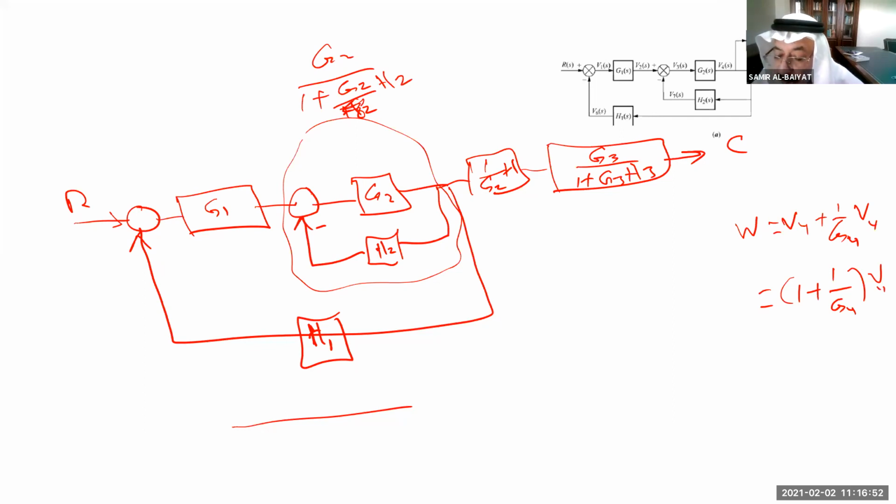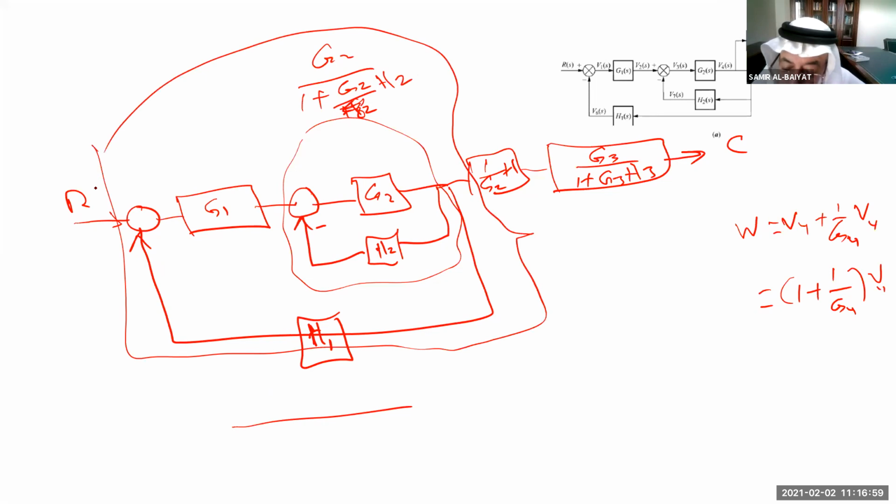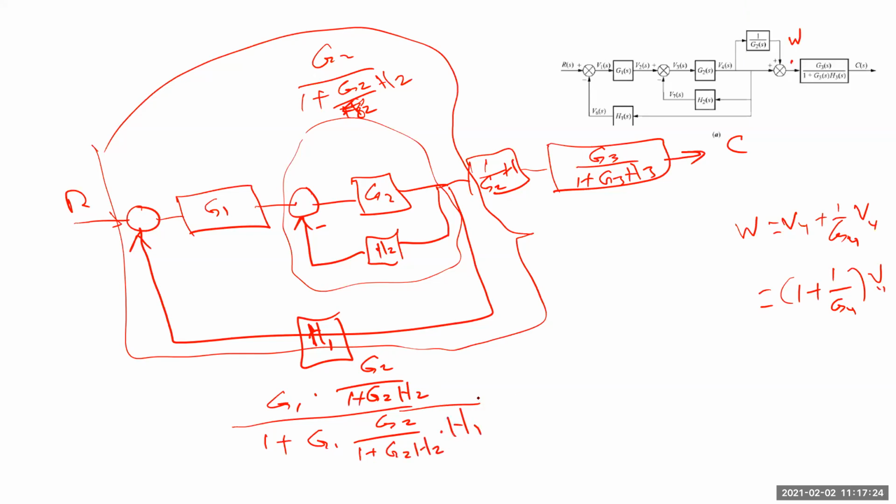Okay. So now I will have G1. This block now will be G1 times what? G2 over 1 plus G2 H2, over 1 plus G1 G2 (1 plus G2 H2) times H1. Yes. Okay. This is what we have.